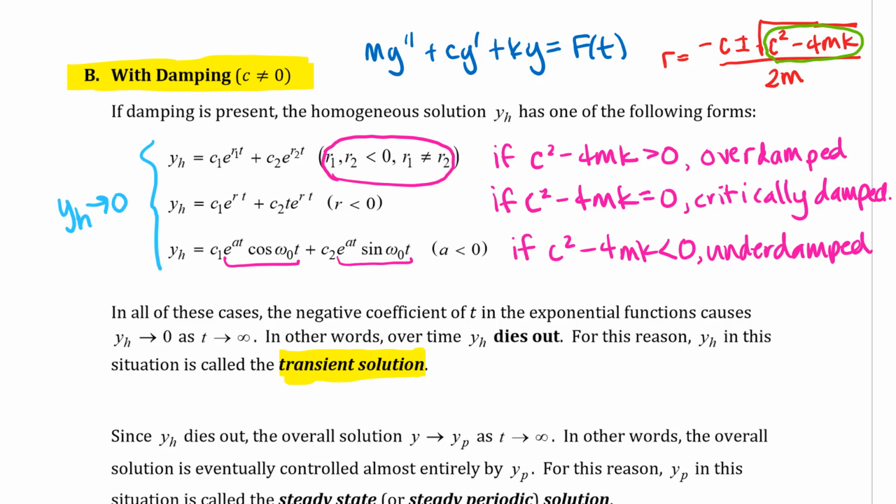What part of this solution is the transient solution, and why is it called the transient solution? That transient solution is the YH, and it's called transient because it doesn't last very long. It goes away as t gets larger.